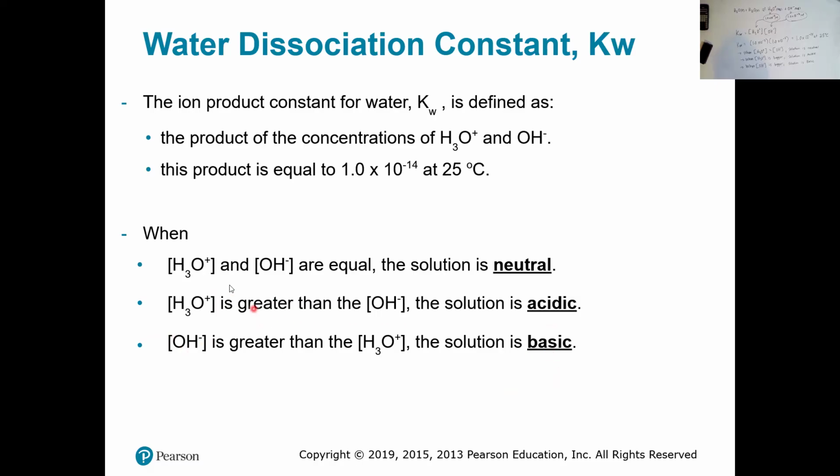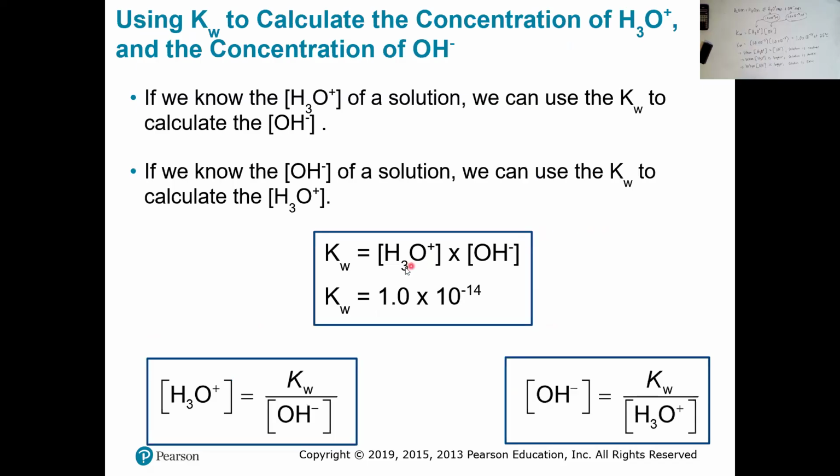And as long as we know the concentration of one of these two values, we can find the concentration of the other value. Okay. So we know that Kw equals H3O plus times OH minus, and we know that Kw equals 1 times 10 to the negative 14. So if I want to find my H3O plus, I can take Kw and divide it by my hydroxide concentration, as long as I know my hydroxide concentration. If I know my H3O plus concentration and I want to find my hydroxide concentration, I'm going to do Kw divided by my hydrogen concentration.